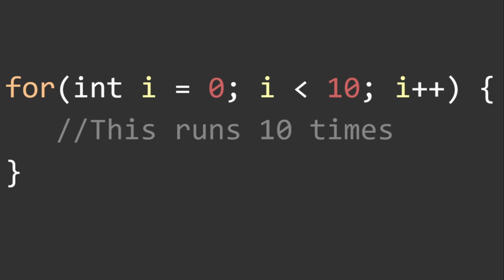You can also use a for loop when you want something to repeat a set number of times. This starts i at 0, keeps going while i is less than 10, and adds 1 to i each time. Think of it like counting reps at the gym. You'll do a set number of times, then stop.